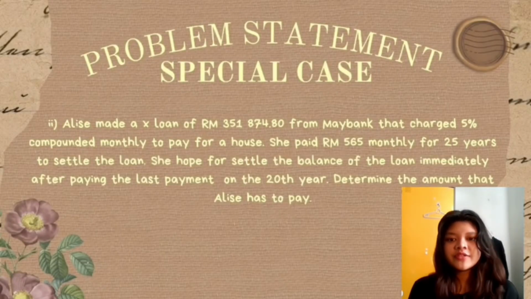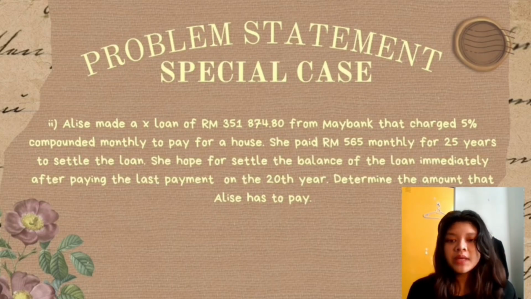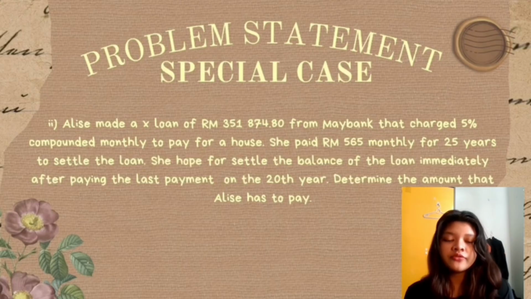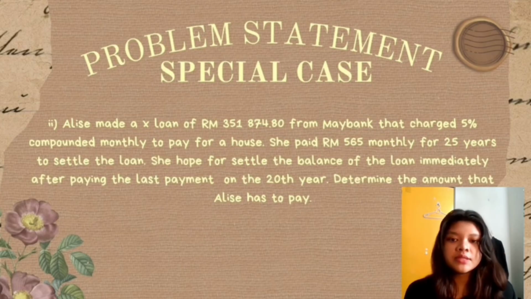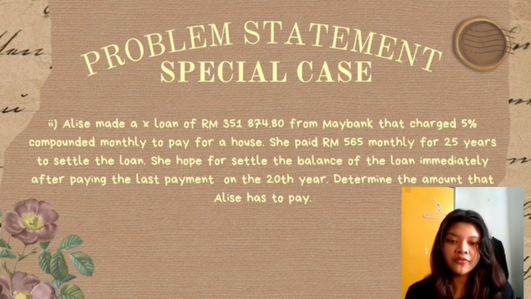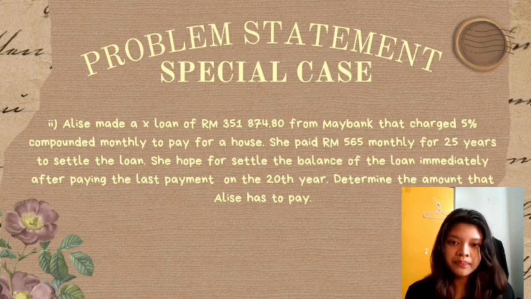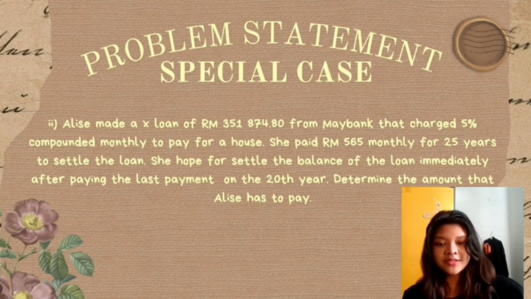Now, let's solve a special case question for annuity. But first, we need to know what the problem is. Elise made a loan of 351,874 ringgit and 80 cents from a bank that charged 5% compounded monthly to pay for a house. She paid 565 monthly for 25 years to settle the loan. She hoped to settle the balance of the loan immediately after paying the last payment on the 20th year. Determine the amount that Elise has to pay.